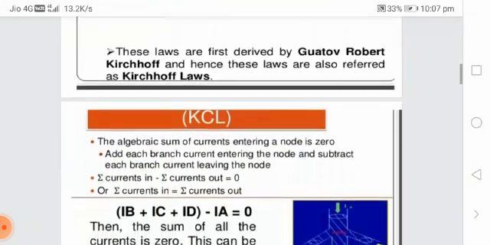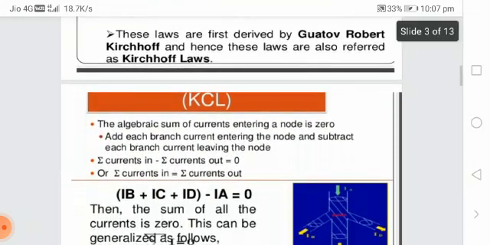First we will see KCL, Kirchhoff's current law. It is simply stated as: the algebraic sum of currents entering a node is 0. That means the sum of currents in minus the sum of currents out is equal to 0.